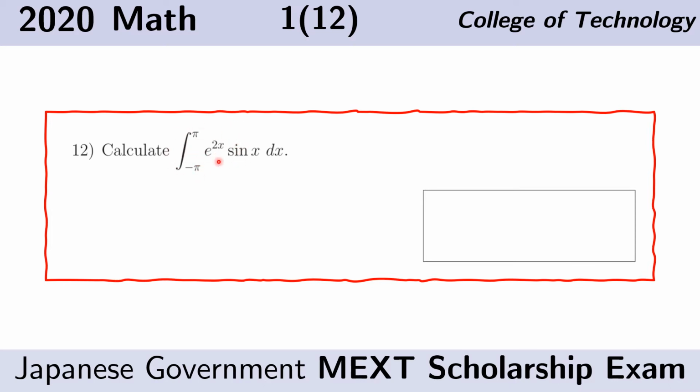The first step that we will take is to compute the antiderivative of this given, and then use the fundamental theorem of calculus to obtain the definite integral. So we will compute the antiderivative and then plug in pi and negative pi.